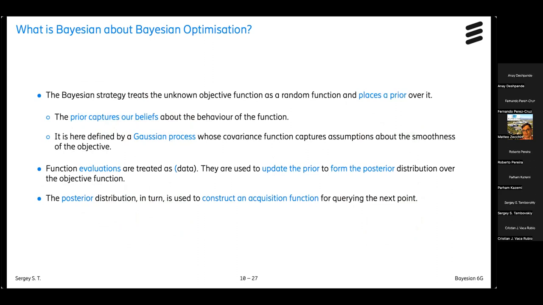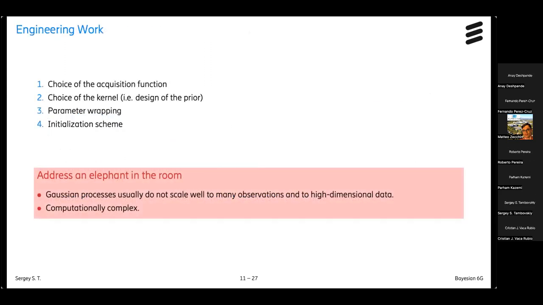But what is Bayesian in Bayesian optimization? The Bayesian strategy effectively treats the unknown objective function as a random function and places a prior over it. Function evaluations are treated as data. And sequentially, we update our estimations. And finally, the posterior distribution is used to fully construct the acquisition function and the underlying objective, including confidence intervals.